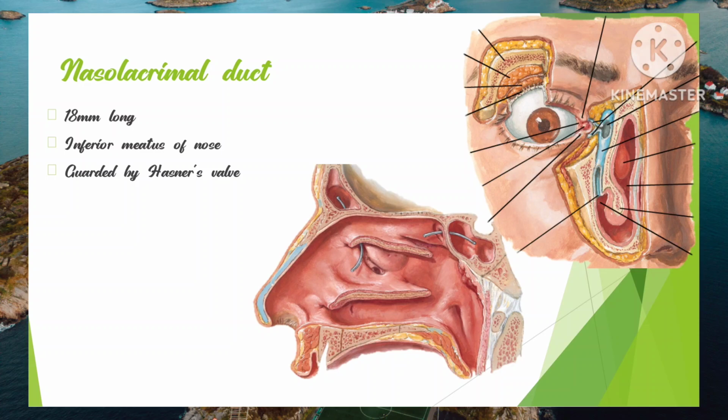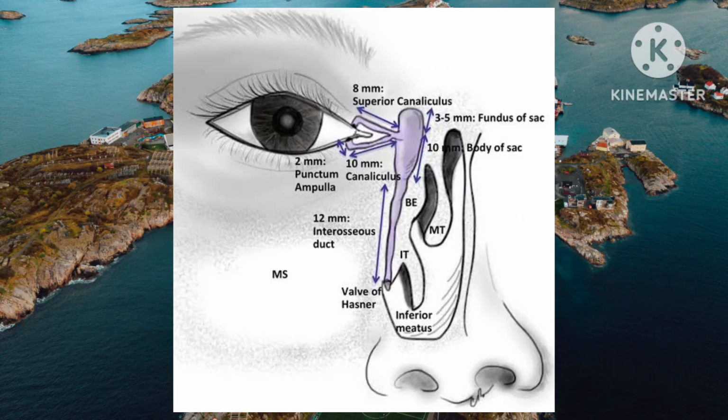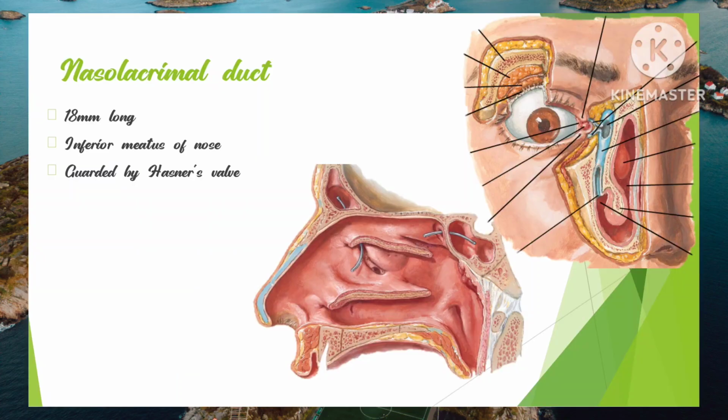Next, the nasolacrimal duct. It is a membranous passage which measures about 18 millimeter long. It begins at the lower end of the lacrimal sac, runs downwards, backwards and laterally, and opens into the inferior meatus of the nose. It opens exactly at the junction of the anterior one-third and posterior two-thirds of the inferior meatus, and the opening of the duct is guarded by a valve called Hasner's valve.